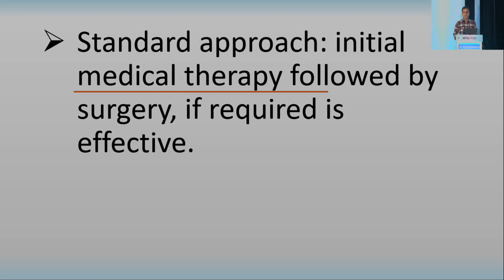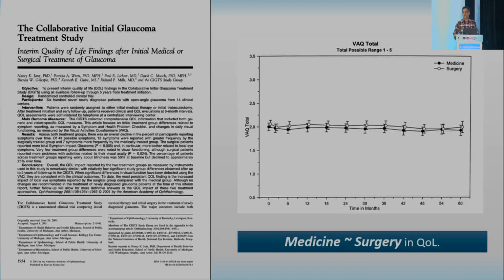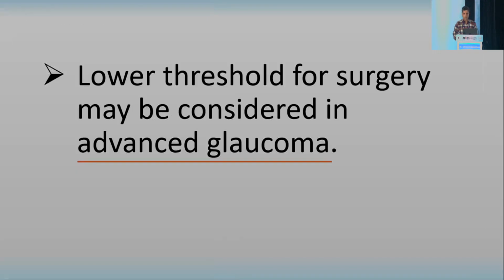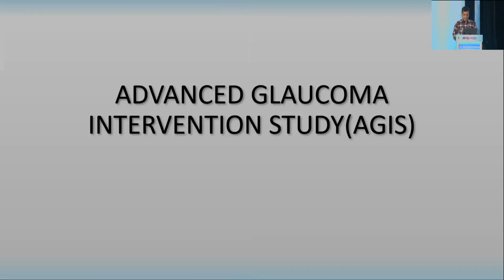From a practical perspective, the standard approach of starting medical therapy and, if ineffective, shifting to surgery is actually effective, because not only were the visual fields preserved between the two groups over 9 years, the quality of life was also similar in general between the two groups. But you should have a lower threshold for surgery in advanced glaucomas, as in the subset of advanced glaucomas, surgery fared far better than medications.